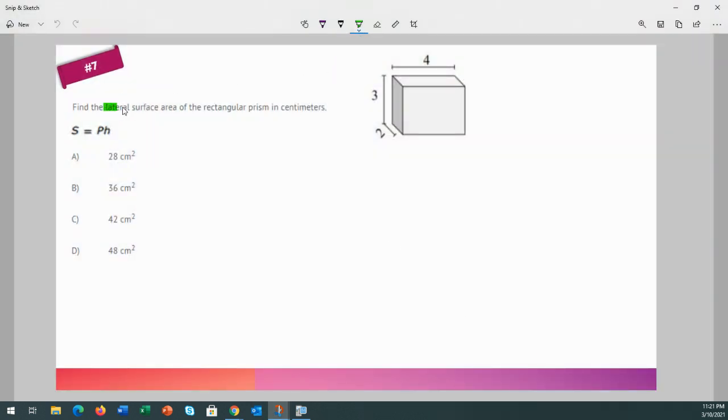Oh, see, they tell us this time, find the lateral surface area of this rectangular prism in centimeters. Okay, so for lateral surface area of a rectangular prism, the formula is much shorter. Big P, which is the perimeter of one of the bases, times the height. All right, so let's come over here and write our pieces. So the perimeter of one of the bases, well, I know there's a base on top and a base on bottom. I can tell because there's two that are identical. They're parallel to each other.